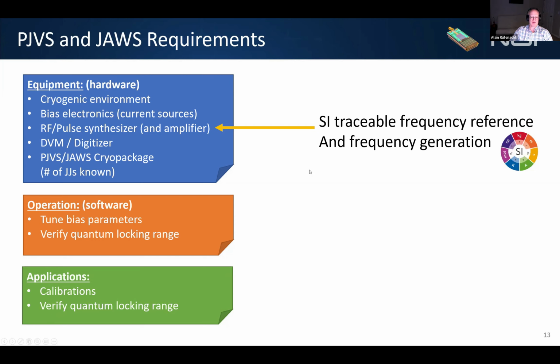In terms of requirements, we want the frequency to be linked to the SI, and that's why we need a traceable reference for the pulse synthesizer or the CW generator. But also we need to know that the frequency generated by the generator is correct. If that's not the case, then we don't have a quantum standard, or we don't have a traceable quantum standard.